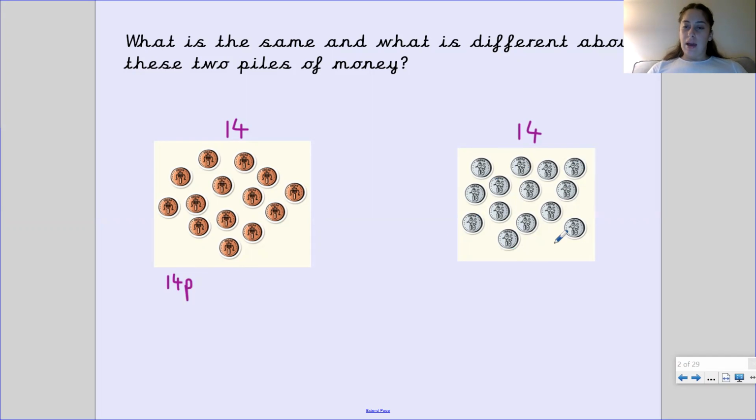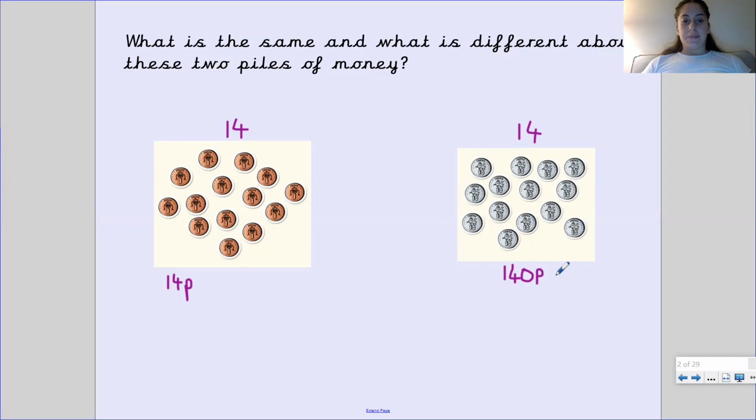But here, how would we count? Because the value of the coins has changed. The value of the coins is now 10p per coin. So what's changed and how could we count it? Well, we could count it in tens. So let's count together. 10, 20, 30, 40, 50, 60, 70, 80, 90, 100, 110, 120, 130, 140. So here we have got 140 altogether.